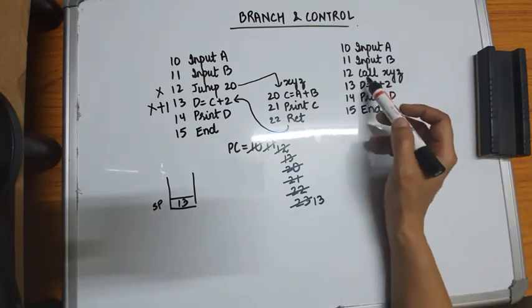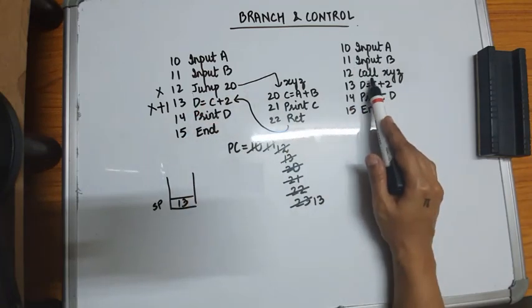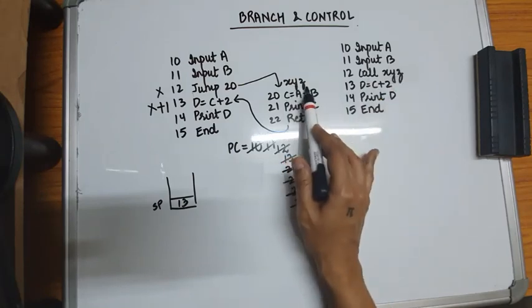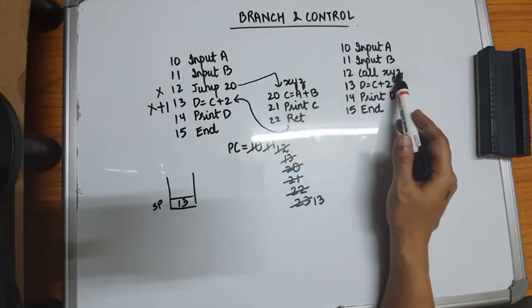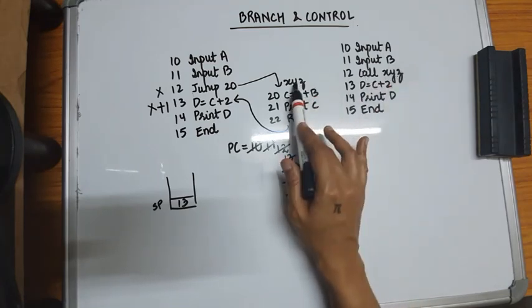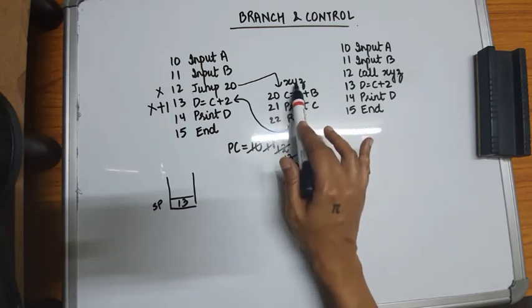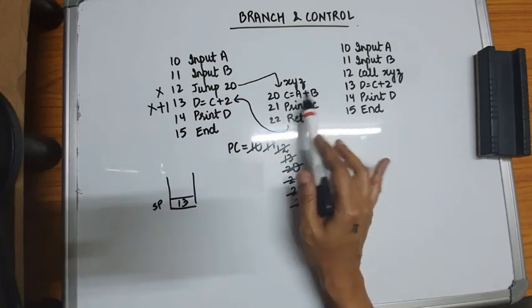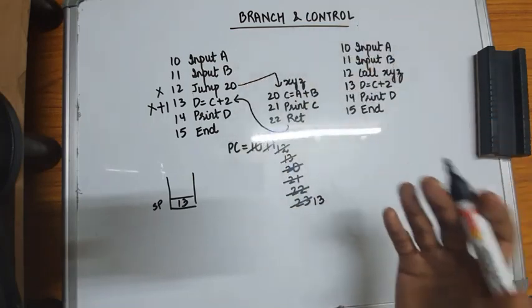Here I have written another example. I have taken jump here, because it's a category in branch and control, and I have taken call here, call XYZ. This is the label of the subprogram. I have taken the same label XYZ. So as soon as call XYZ is executed, the control will be transferred to this place, XYZ. XYZ is the name of this subprogram. So the control is actually transferred to 20, the subprogram being called here. So this is how branch and control happens.